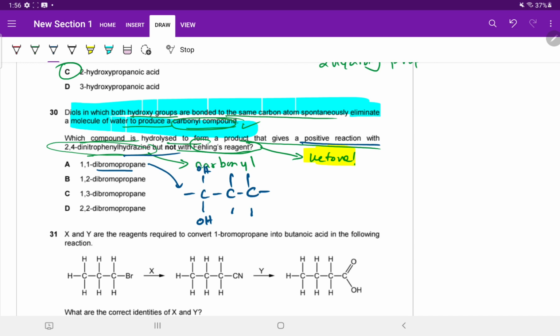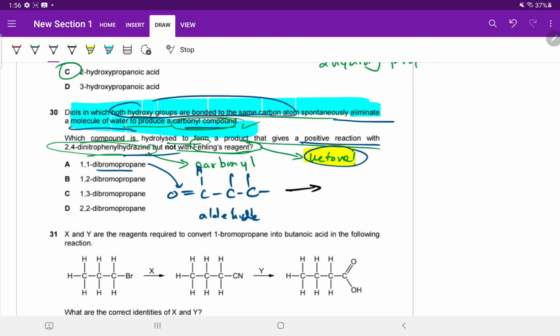These two OH groups, they have given us that when both hydroxy groups are bonded to the same carbon atom, they spontaneously eliminate water to produce a carbonyl compound. So that is given to us. So these OH and these OH will be removed to form a carbonyl compound. If we remove these two OHs, this will form a carbonyl compound which will be an aldehyde. But we over here need a ketone, so option A shall be wrong, because this produces an aldehyde.